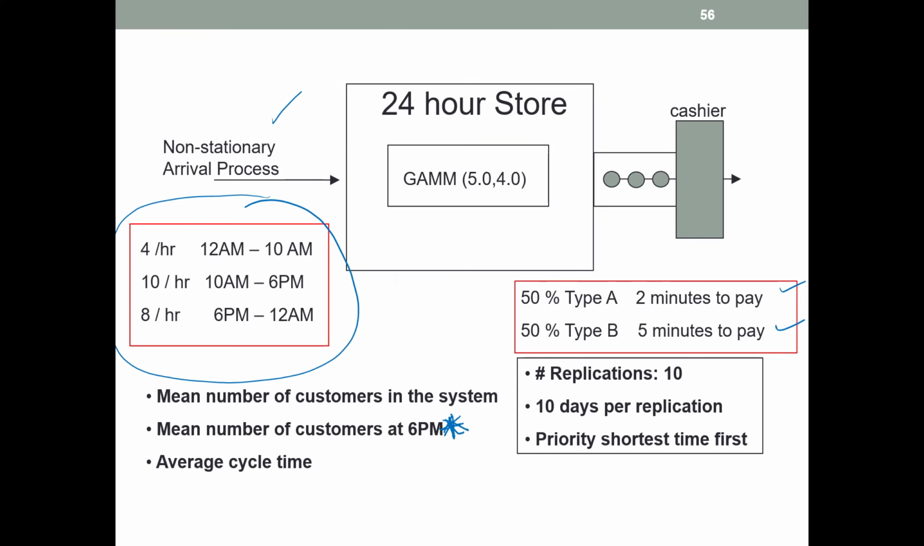The statistics that we're going to collect include the mean number of customers in the system, so this is the working process for the day. And then the mean number of customers at 6 p.m., which is a specific observation. And also we're going to compute the average cycle time. Okay, so let's get to work. Let's open Arena.